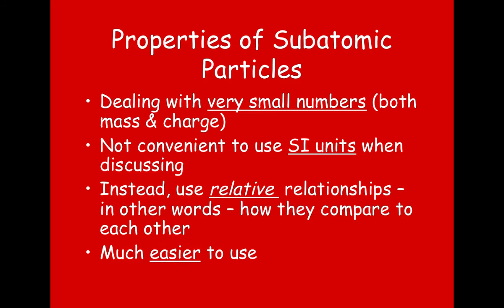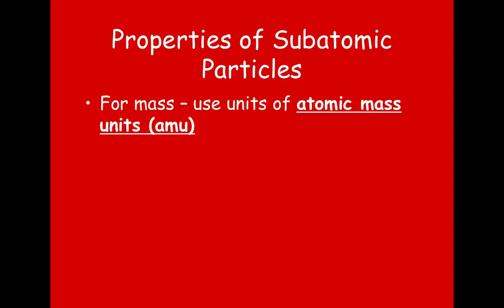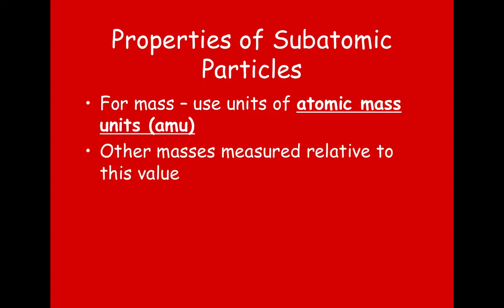Typically for mass, we have a special mass unit that we use at the atomic level, and that is called the AMU, or atomic mass units. All of the other masses, like the mass of the proton and the mass of the neutron and electron, are measured relative to this value of an AMU. But we'll even simplify it a little bit more than that. So what I want to do is go through the subatomic particles and talk about some of these characteristics.